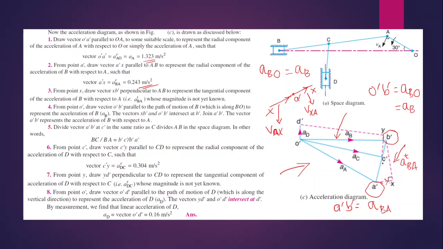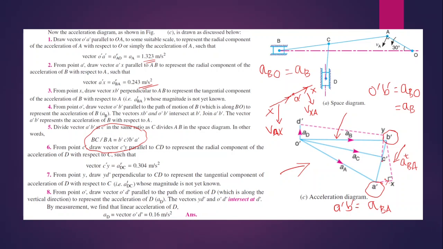Okay, then we can locate point C by using this relation, same as in the case of the velocity diagram. Here capital BC by capital BA is equal to small letter b dash c dash divided by small letter b dash a dash. Then we can locate that point C dash.